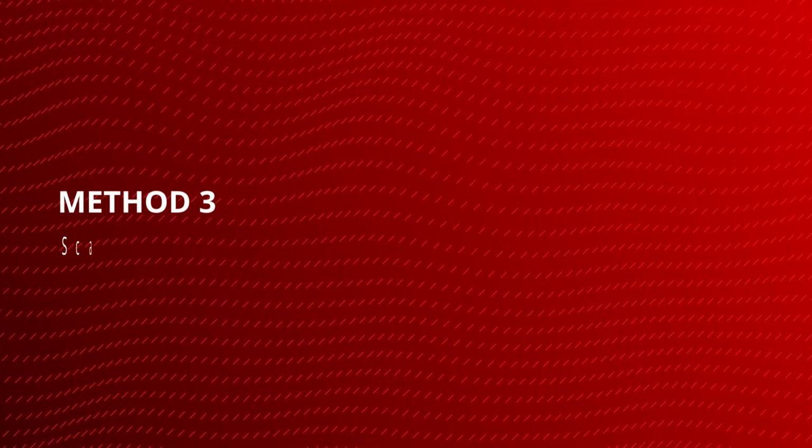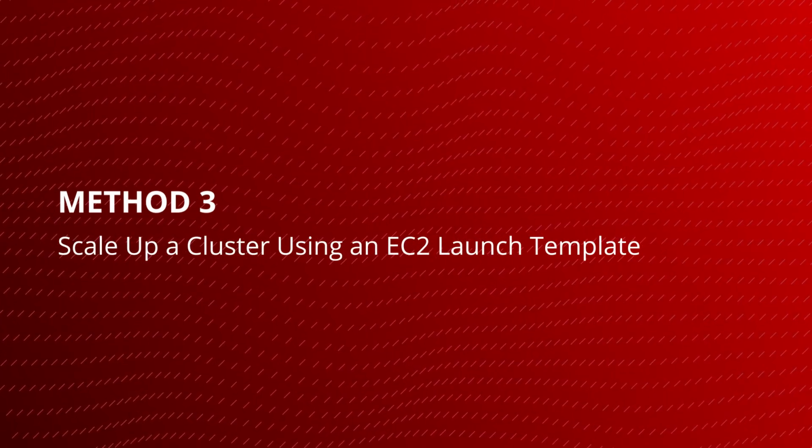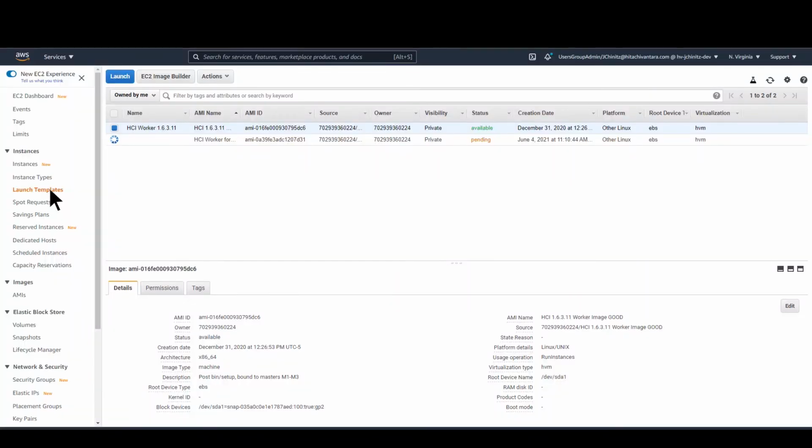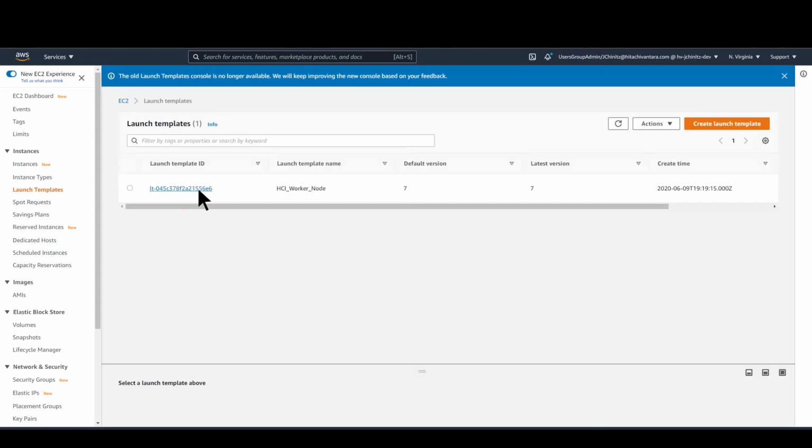The third and fastest method to scale up your cluster is by creating and using an EC2 launch template. Whereas an AMI allows you to launch a single node, a launch template allows you to deploy multiple nodes with a single mouse click.